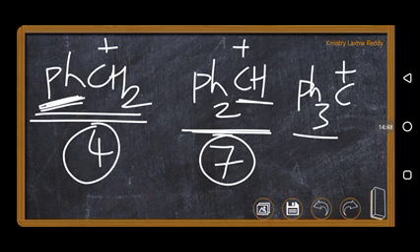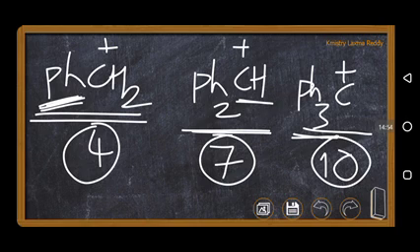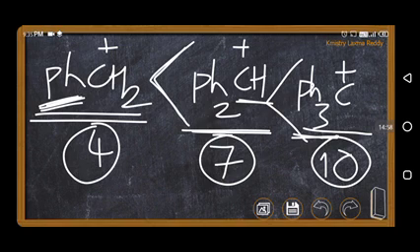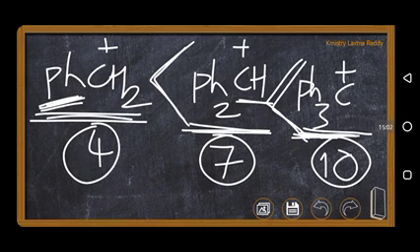In this case 3 phenyl groups are there, 3 into 3 is 9, plus one original structure, so the number of structures will be 10. The more structures, the more the stability. So this is the stability order: the triphenyl carbocation is more stable than diphenyl, which is more stable than one phenyl. This is the benzyl carbocation, this is diphenyl, and this is triphenyl. The more phenyl groups, the more the stability. Remember this point. This is one very interesting point.